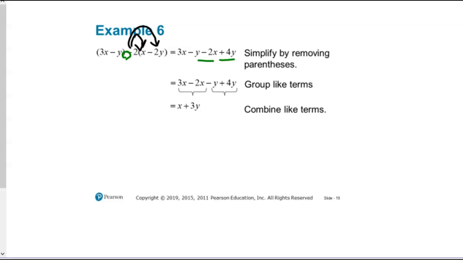And then you just go ahead and group the like terms. You get your x's together down here. You move them around in your problem, you get your y's down here together, and after you group the like terms, then you combine them for the final answer.